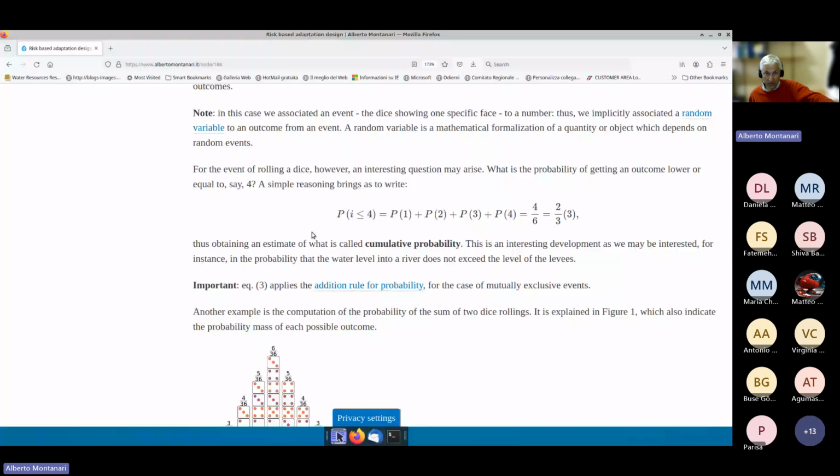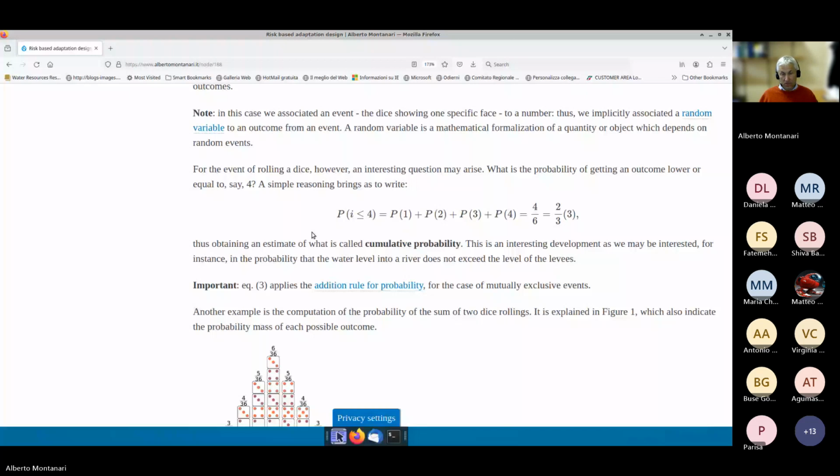The probability of the result equal or less than 4, look at the equation, is 2/3. What is the probability of exceeding 4? It is 1 minus 2/3. So the probability of exceedance for a given number is the complement to 1 of the probability of not exceedance. And this is a result of the Kolmogorov axioms.